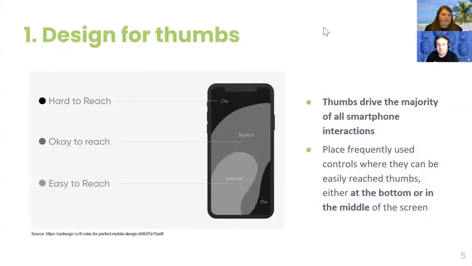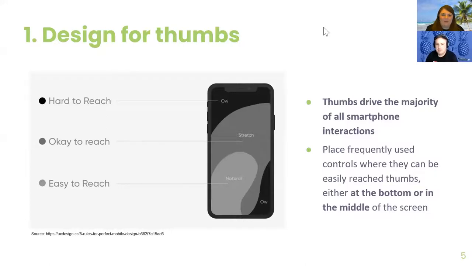So the first thing to consider when designing for mobile is you need to design for thumbs. And what I mean by that is that most people use their mobile phone with their thumb. Unless you're my mum, because my mum uses her finger, which is really weird for me. So when you think of an app that you use regularly, let's say even like Twitter, you'll see that the buttons that you need to click most frequently, like the homepage, your profile, that kind of thing, they're all along the bottom.